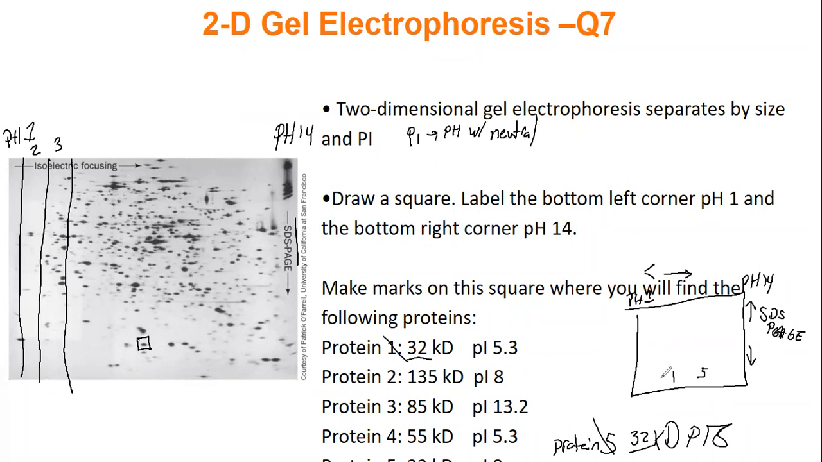Next heaviest, protein 4 at 55, same pI as protein 1, so same column, but a little farther up. Protein 3 is the next heaviest, and it has the highest pI, so it's going to be the most to the right. Then protein 2 is the heaviest, so it'll be at the top. Same pI as protein 5, so same column. So generally, that is how the proteins would line up if you ran them through 2D gel electrophoresis.